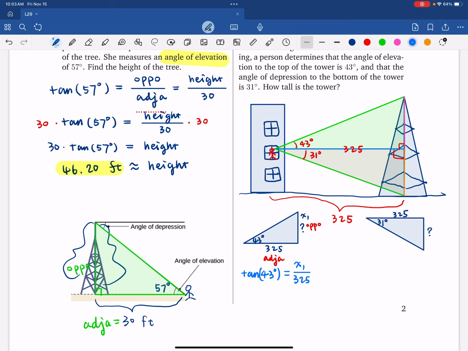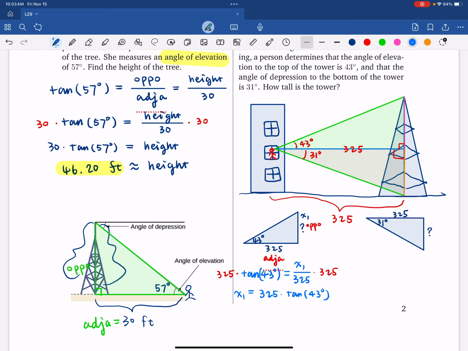To find x1, we multiply both sides by 325, and we obtain x1 is 325 times tangent of 43 degrees. Then if you use your calculator, you should be able to get a number for that. I'm going to save that for you guys.